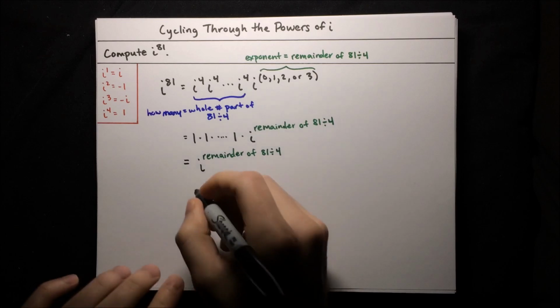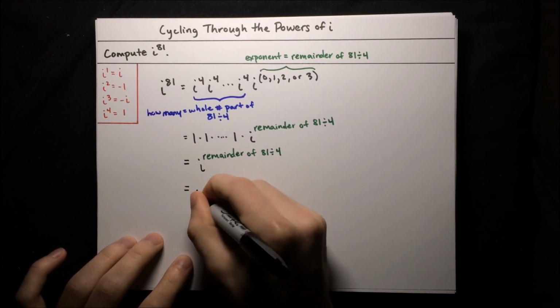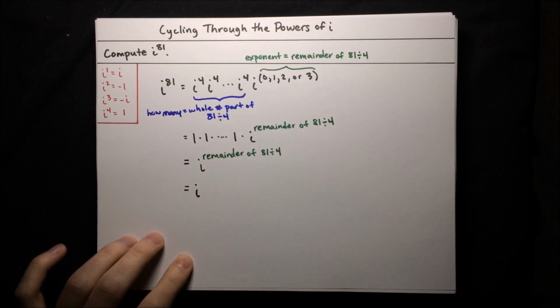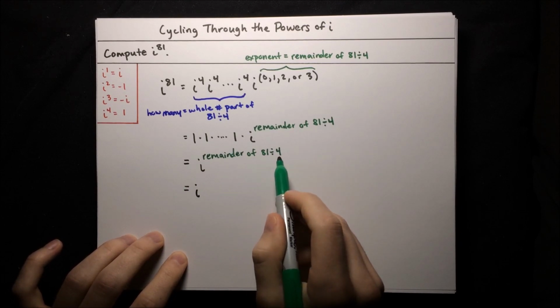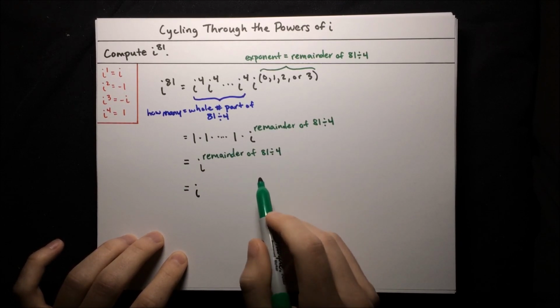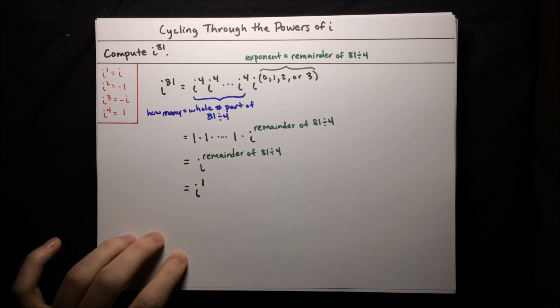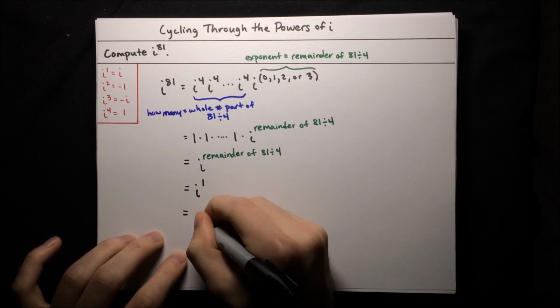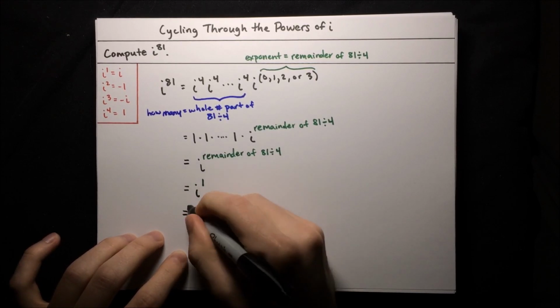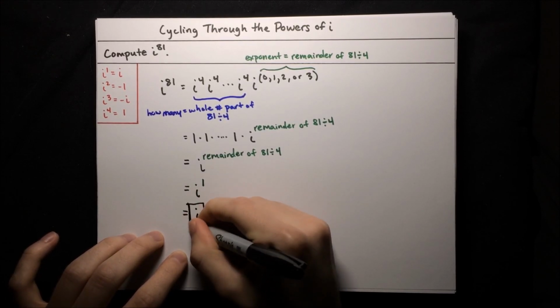Okay, so now let's compute what is the remainder of 81 divided by 4. Well, 80 is a multiple of 4, and 81 is just 1 more than 80, so it's got to be just 1. So the result then is just I. So I to the 81st is just I, and that's the end.